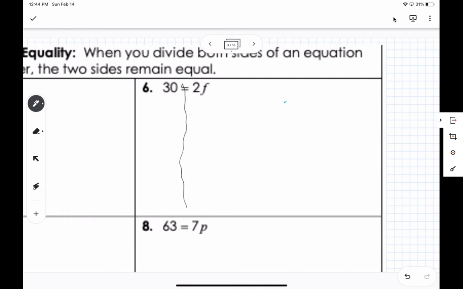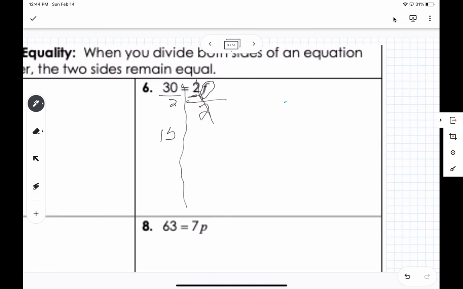Okay. This is what I want by itself. This is what I need gone. The 2 is all up in F's bubble. So it's being multiplied. So the only way to get rid of multiplication is to divide. Boom. But what you do to one side, you do to the other.